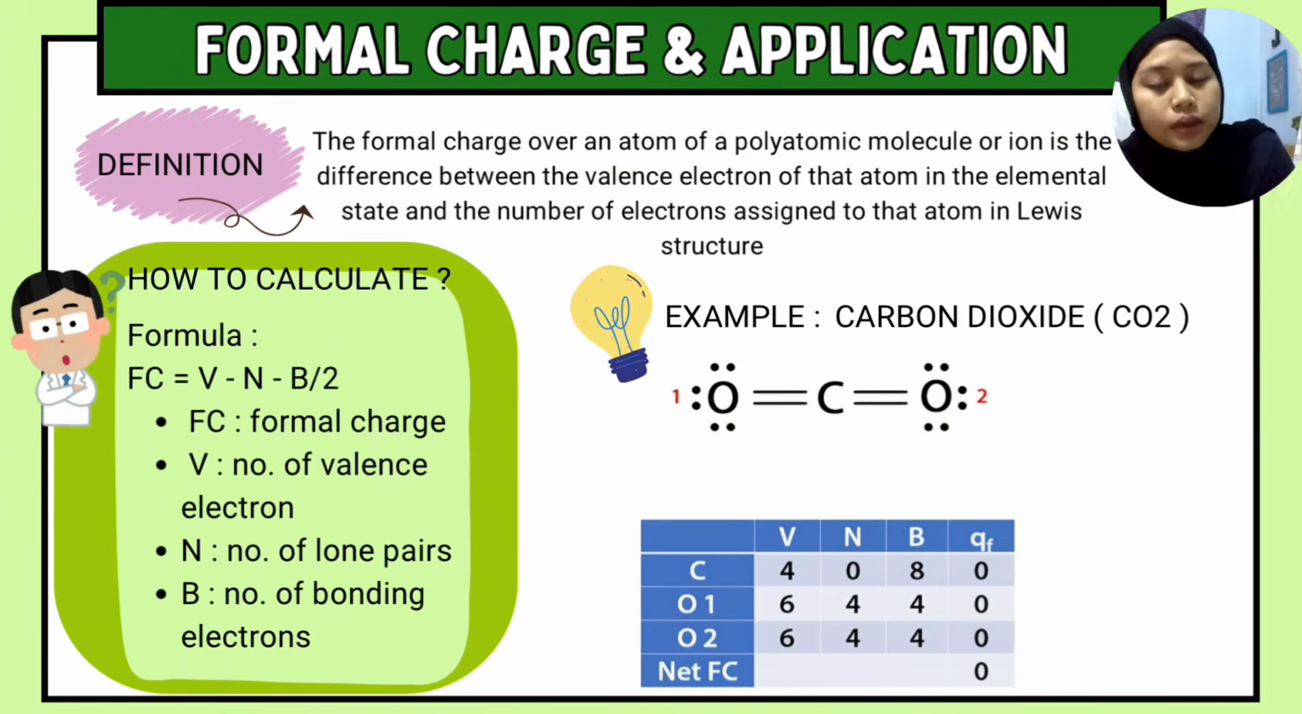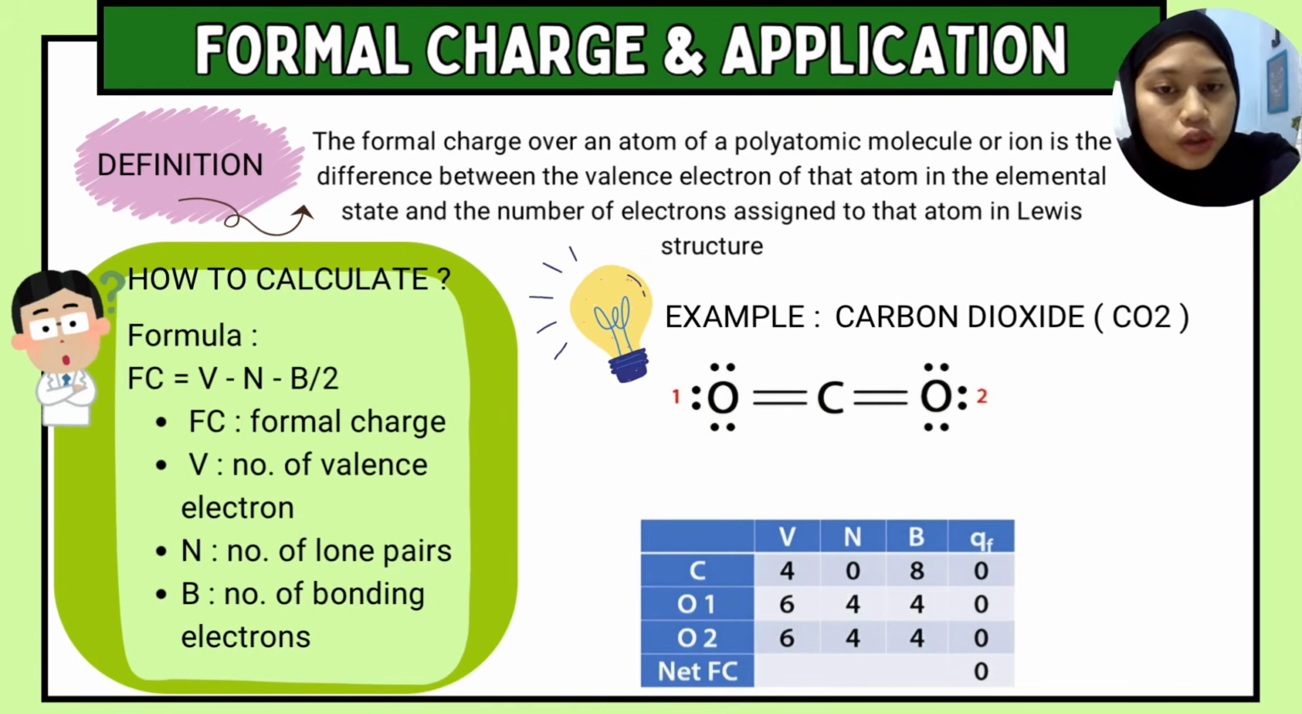For example, carbon dioxide, which is CO2. Let's apply this formula to carbon dioxide with this Lewis structure, where the carbon atom forms double bonds with 2 oxygen atoms. First, the carbon atom has 4 valence electrons, no lone pairs, and 8 bonding electrons. So FC = 4 - 0 - 8/2, which equals 0.